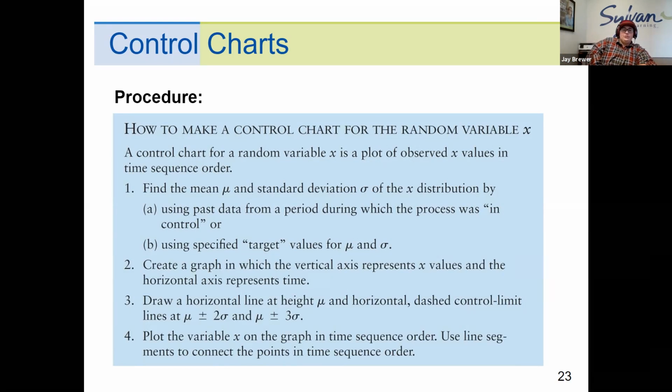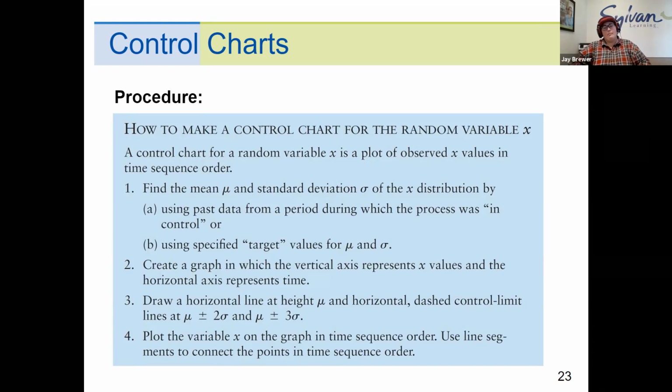For part A, it says using past data from a period during which the process was in control, or using specified target values of mu and sigma, create a graph in which the vertical axis represents the X values and the horizontal axis represents time. Draw a horizontal line at the height of mu and horizontal dashed control limits at mu plus or minus 2 sigma and mu plus or minus 3 sigma. Plot the variable x on the graph in time sequence order. Use line segments to connect the points in time sequence order.